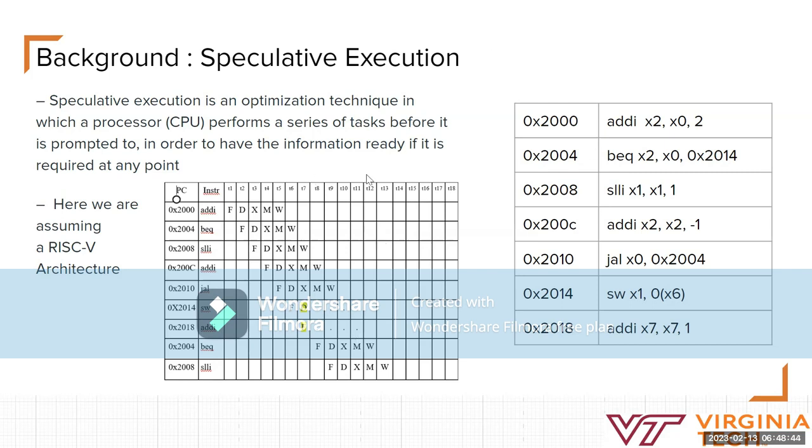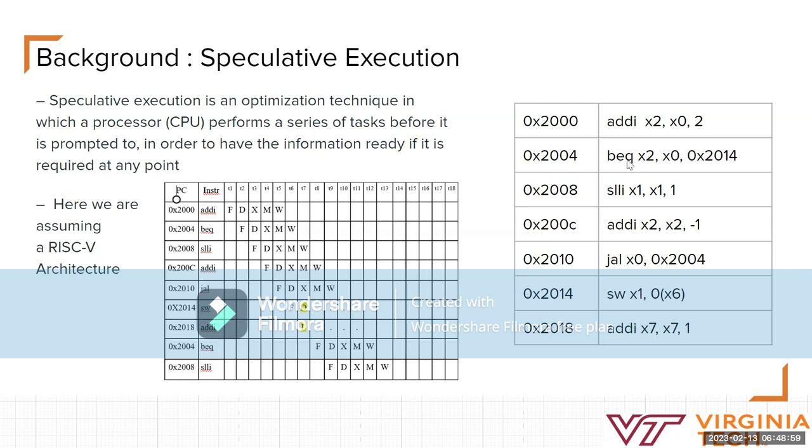Now, by speculative execution, I mean, let's say we have a branch instruction. So in the first try, we have ADDI, which is x2, x0, and 2. So the first instruction is basically going to add 2 to x0 and store it in x2.